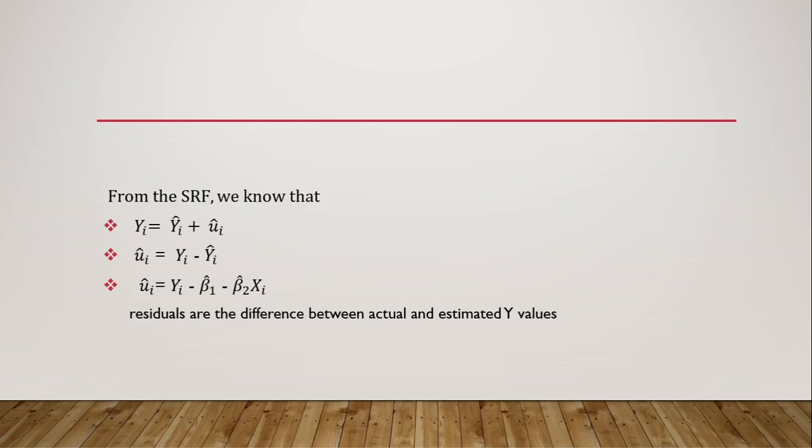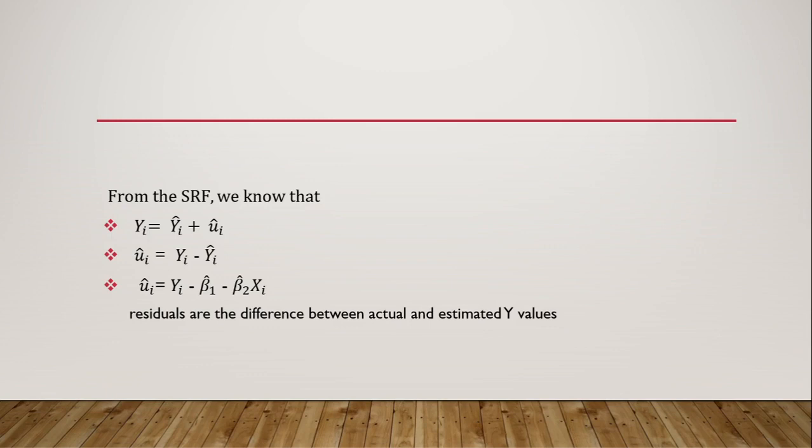So from the sample regression function, we know that Yi is equal to Yi hat plus ui hat. That is, the actual observation of Y is equal to the estimated value of Y plus the error term, where Yi refers to the actual observation of Y, Yi hat refers to the estimated value of Y, and ui hat is the sample residual term.